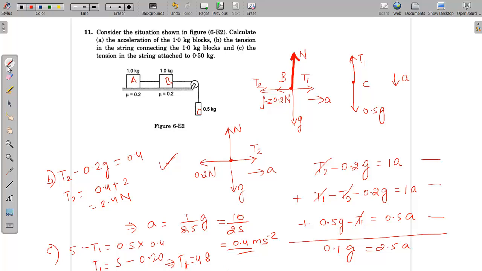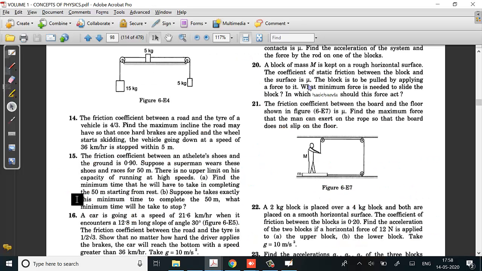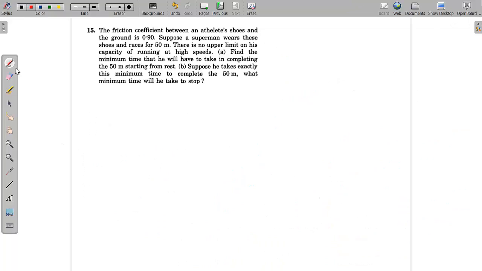So you understood now how you are going to solve the questions related to friction. Okay, let's take this question 15. A very important thing you are going to understand from this question: let's say this Superman can run at an infinite speed, but the speed at which he can run on the ground doesn't depend on his capacity. Let's say you are a very good marathon champion. Your speed will not be determined by your capacity; it will be determined by the coefficient of friction between your shoes and the ground.